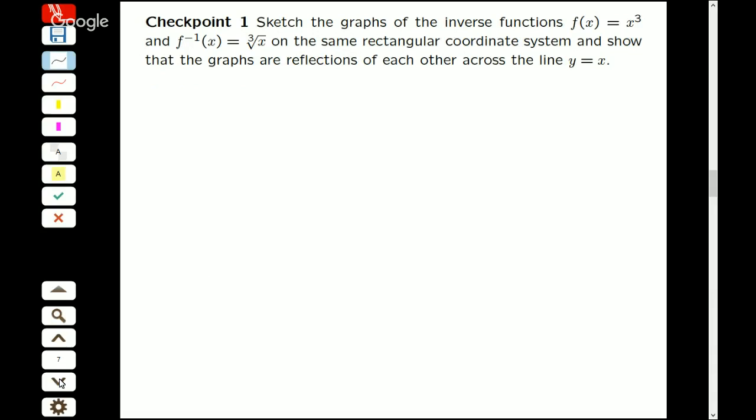Okay. You guys get to try one. Sketch the graphs of the inverse functions f of x equals x cubed and the cube root of x. You do not have a restriction for yours. You sketch it for all values of x, both positive and negative. I'll show you why in a little bit. I had the restriction, but you guys should be able to sketch this for all values.